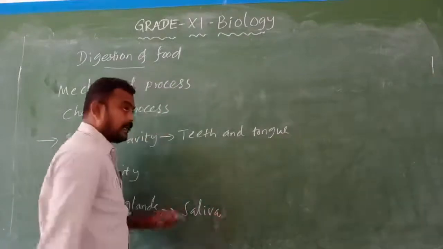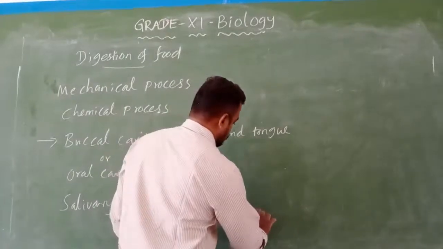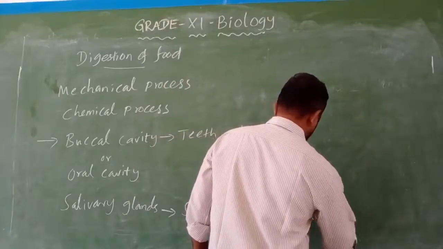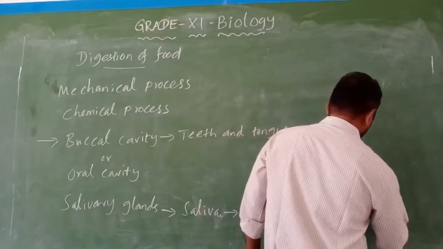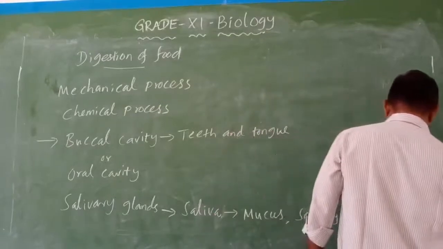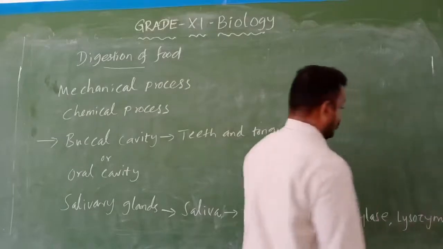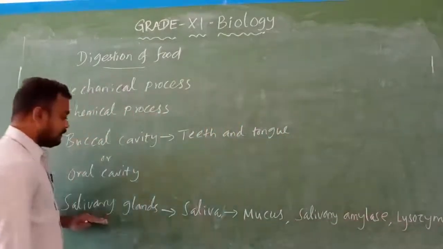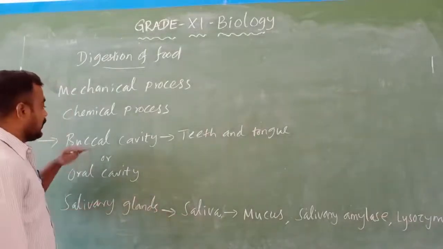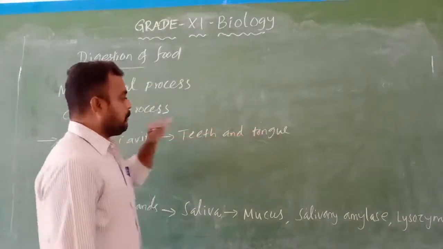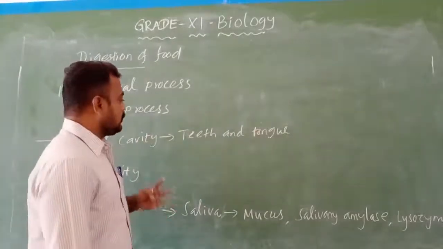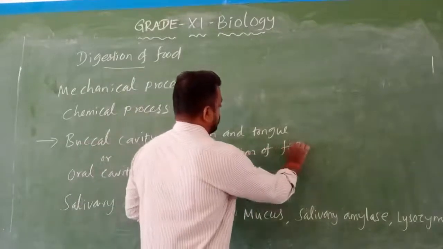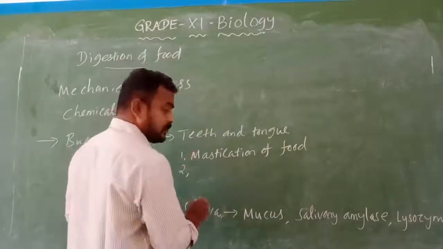In saliva, what is present? Mucus, salivary amylase, and lysozyme are present in saliva, which is secreted by salivary glands. In the buccal cavity, teeth and tongue are present. The buccal cavity does two functions: one is mastication of food, and the second is facilitation of swallowing.